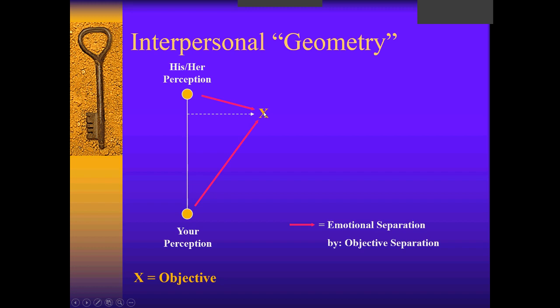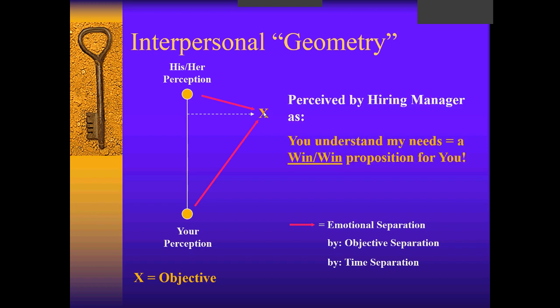It's also a time separation because when you think about it, hardly ever, I can think of maybe one occasion in 20 plus years of doing this, has someone sat down and said, here, I want to offer you the job and here's the offer on the table. It's always out there somewhere. There's this time separation that means it's going to happen at some point in the future. Because of these two types of separations, this scenario is now perceived by the hiring manager as, you understand my needs. You understand what I'm after. You seem to get it, and therefore it's a win-win proposition.